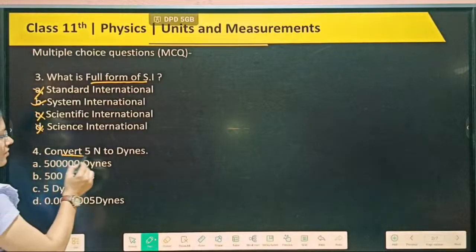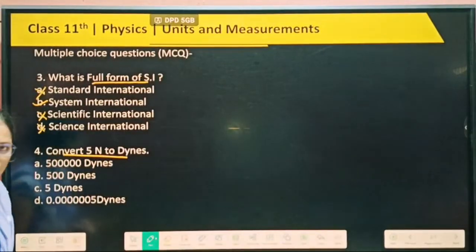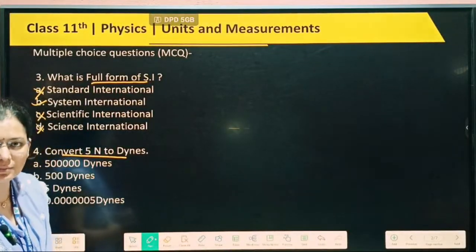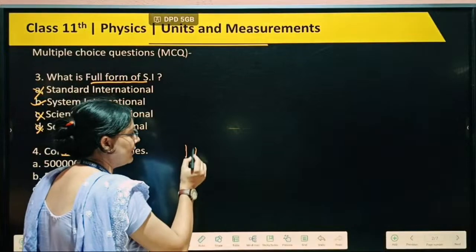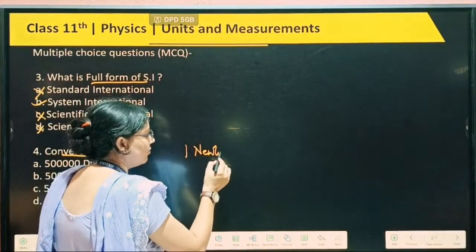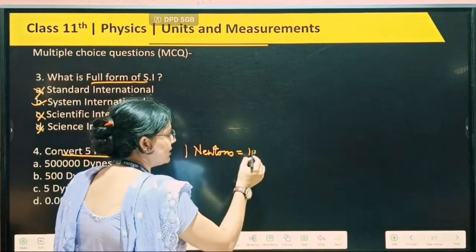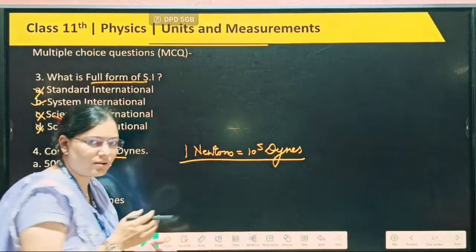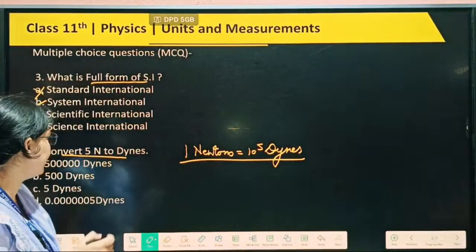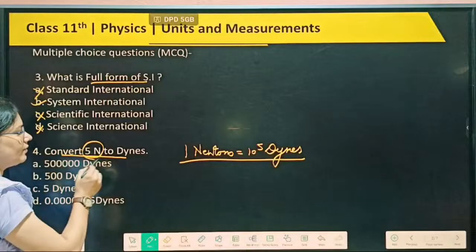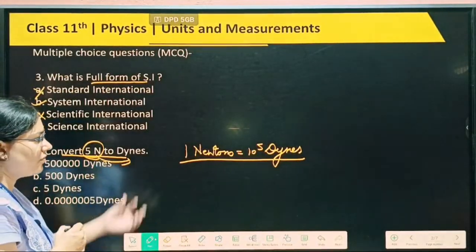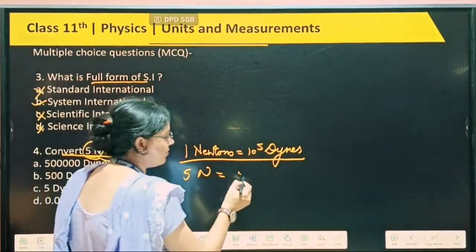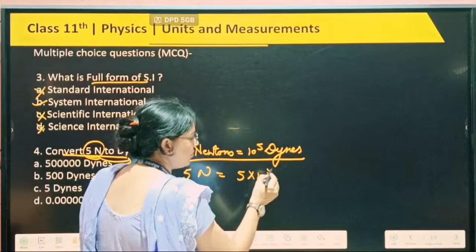Next question: convert 5 Newton to dynes. We have already done how to solve this in dimensional analysis. 1 Newton is equal to 10 raised to power 5 dyne. We have done the proof of this. In your question, 5 Newton is given, and we need how many dynes. Since 1 Newton is equal to this, 5 Newton we can write as 5 into 10 raised to power 5 dynes.